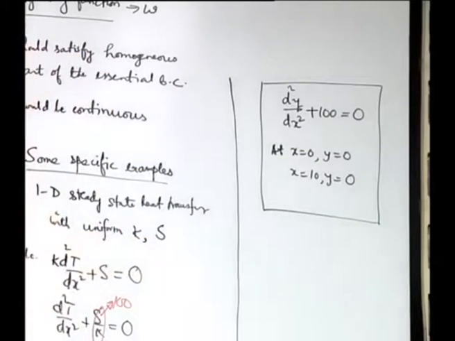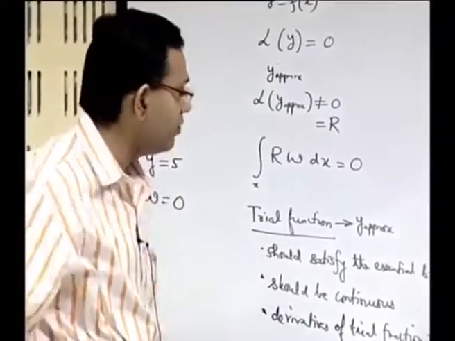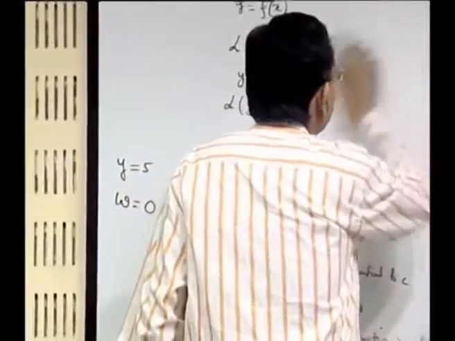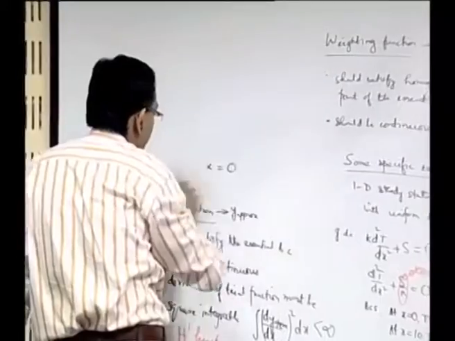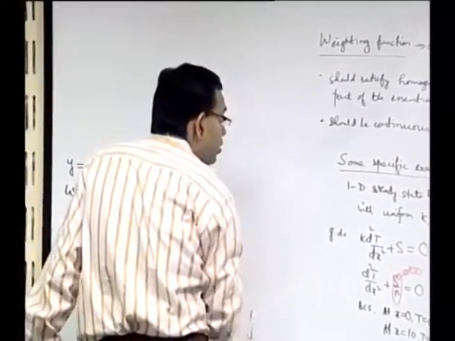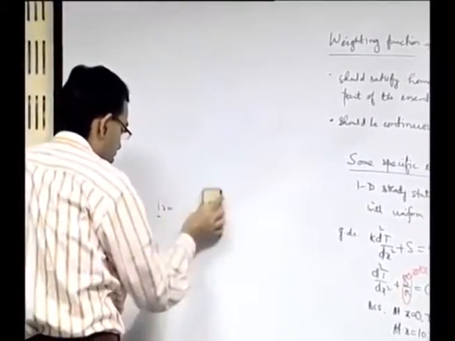So, for an approximate solution we need what? If you have to go through the method of weighted residual, you need a trial function and you need a weighting function. So, there are different methods, and accordingly you can have different trial and weighting functions. So, let us take one example. The first example will be the least square method.